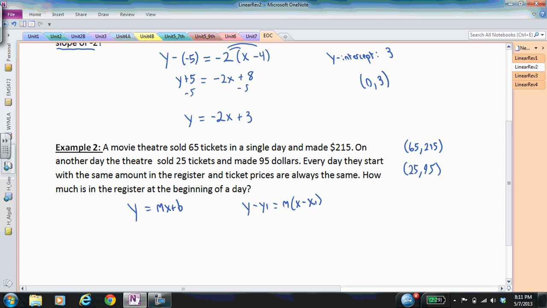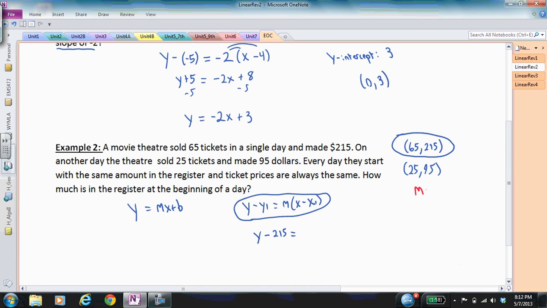My personal preference is to use this form. So let's do that. I'm going to use this point as well. It doesn't matter which point you pick. It's up to you. So y minus y1, 215, equals the slope. Whoop, I don't know the slope. So I got to backtrack and figure that out.